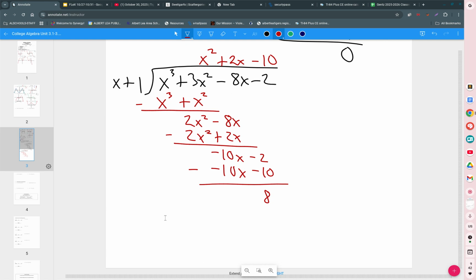Suppose I had 7 divided by 3. Would everybody agree that 3 goes into 7 2 times, with a remainder of 1? So it's 2 1/3. See how you put the remainder on the top and the divisor on the bottom? So when you write x squared plus 2x minus 10, if the remainder is 8, you write plus 8 divided by x plus 1.